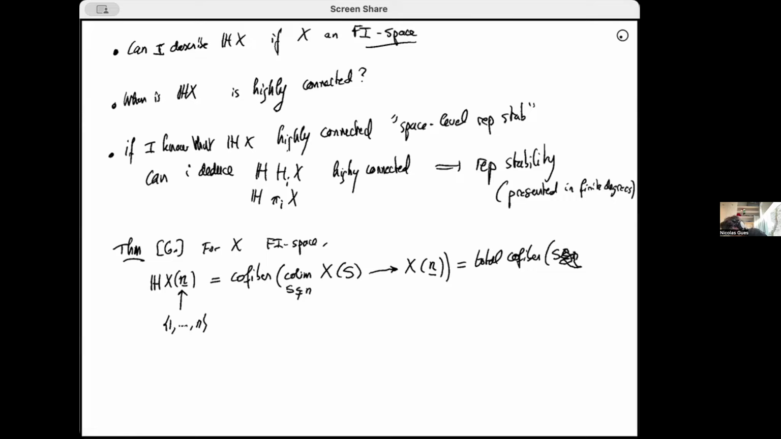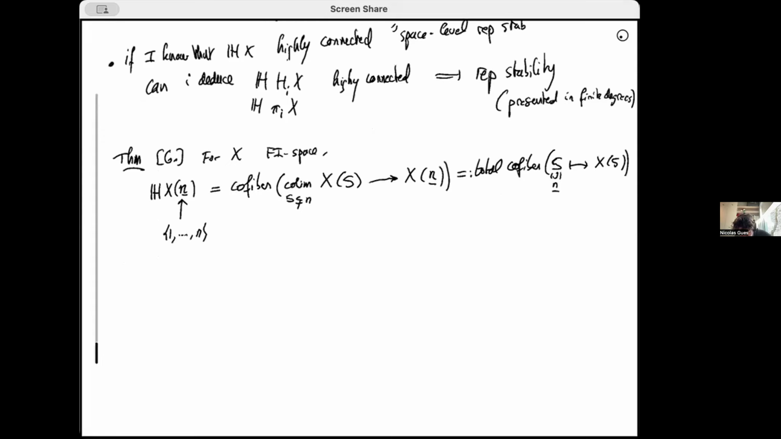Which to S maps to X of S. Okay, and this is something rather common in homotopy theory. And this kind of total homotopy cofiber appears a lot in functor calculus. So the hope is to link these kind of questions to functor calculus somehow. So this is the first thing, description of H of X.